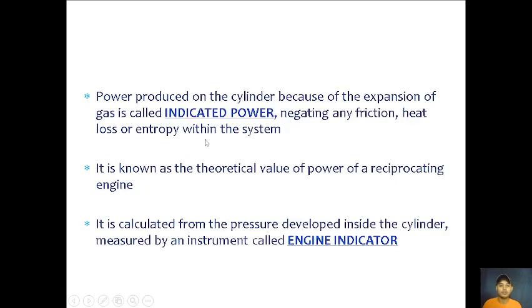Okay, power produced in the cylinder because of the expansion of gas is called indicated power. Negating any friction, heat loss, or entropy within the system, it is known as the theoretical value of power of a reciprocating engine. It is calculated from the pressure developed inside the cylinder, measured by an instrument called an engine indicator.